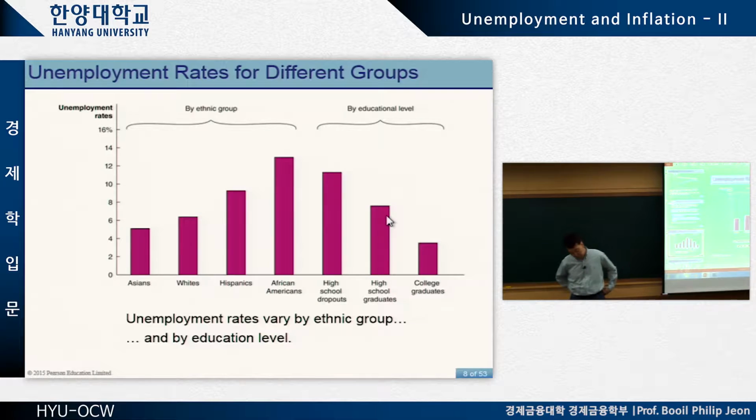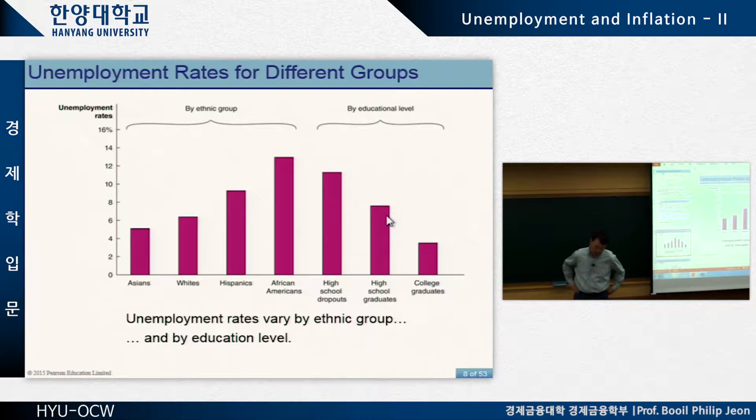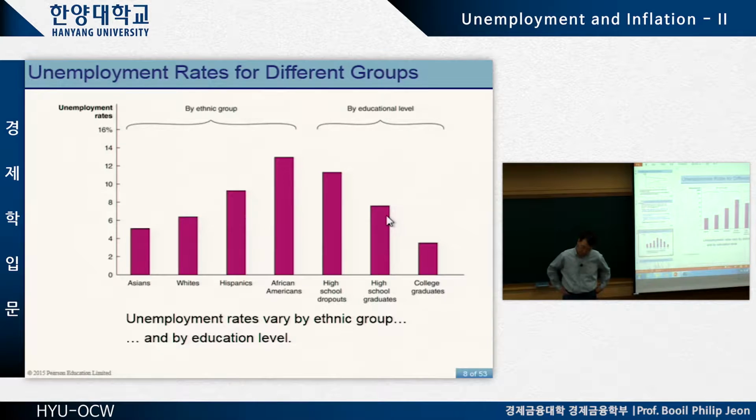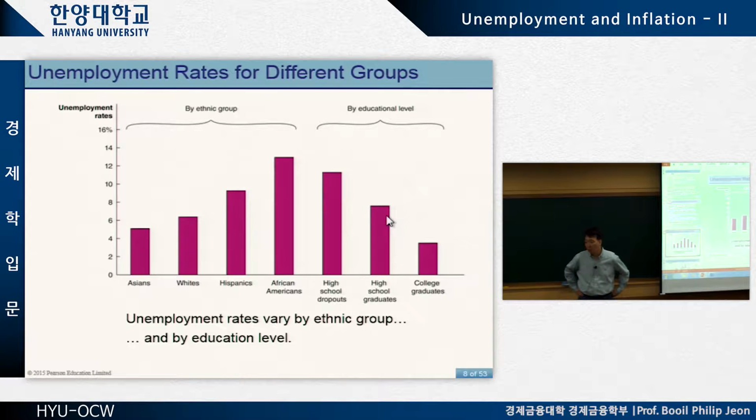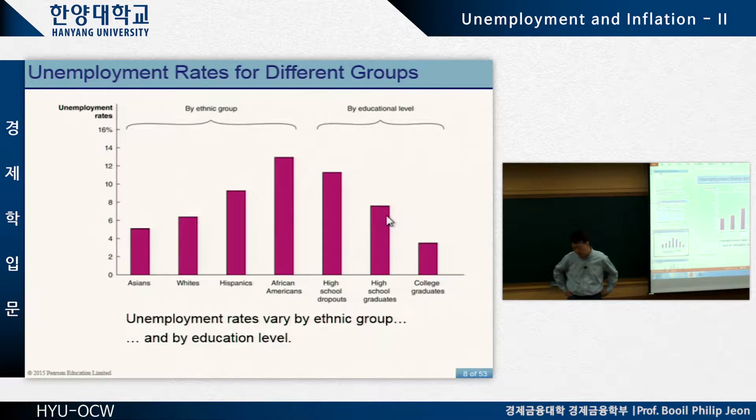When we look at the unemployment rate by different groups, first, the ethnic group. The unemployment rate among Asians living in the United States is very low. That's much lower than the unemployment rate among African Americans or Hispanics. So that's one very significant fact there. Also, when you look at the education level, you see a much lower unemployment rate among college graduates compared to the high school dropouts.